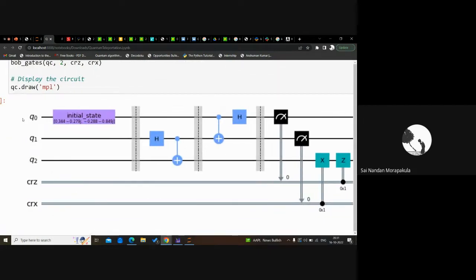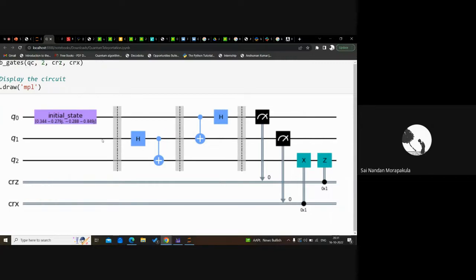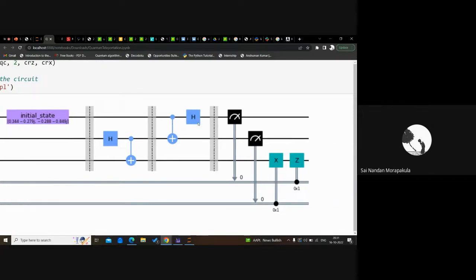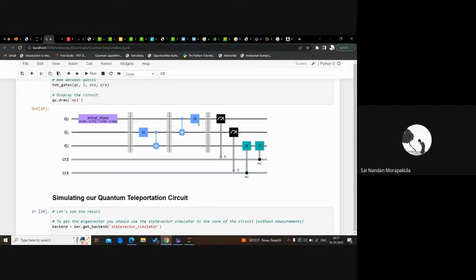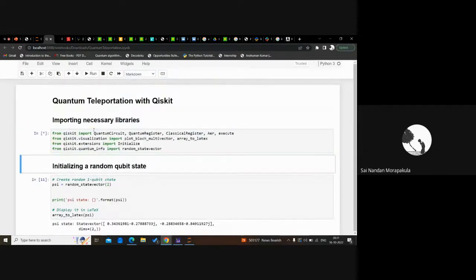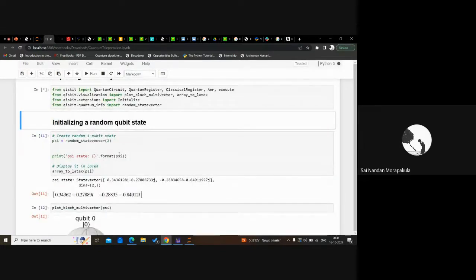So Alice has 2 qubits, Q0 and Q1, and Bob has only 1 qubit, that is Q2. Our main agenda is sending the information from Q0 to Q2 using the protocols suggested by the pioneers and scientists. So basically, we have an initial state. We don't create an initial state actually. We ask Qiskit to create a random state vector for us, and Qiskit does it.